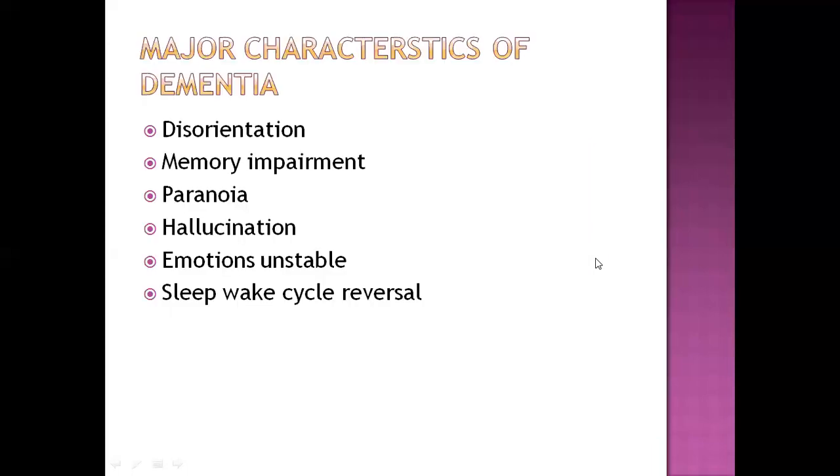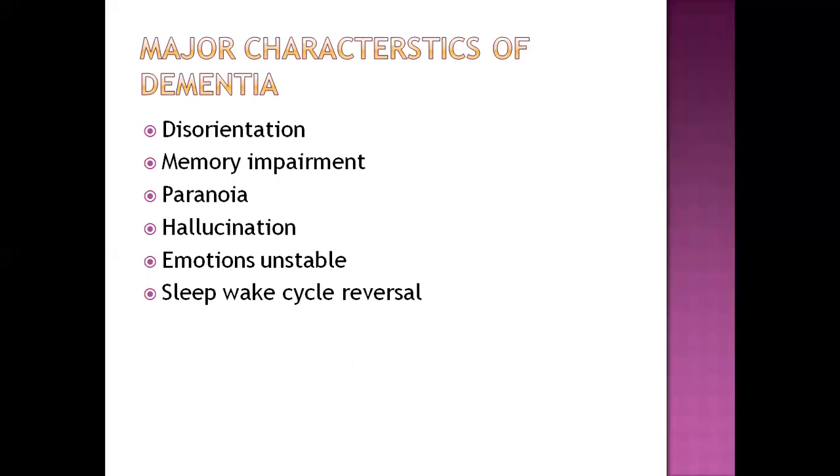Major characteristics of dementia can be disorientation, memory impairment, paranoia, hallucination, unstable emotion, and sleep-wake cycle reversal. Disorientation to the environment is followed by memory impairment. Recent memory is disturbed, but remote memory can be intact. Paranoia or paranoid can be defined as a person who has multiple doubts on others.